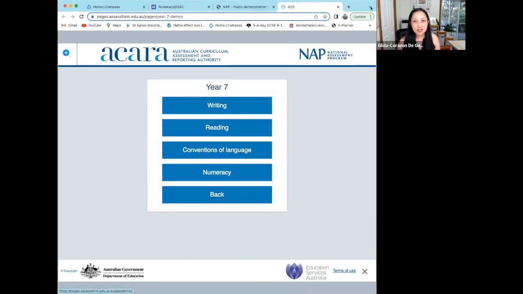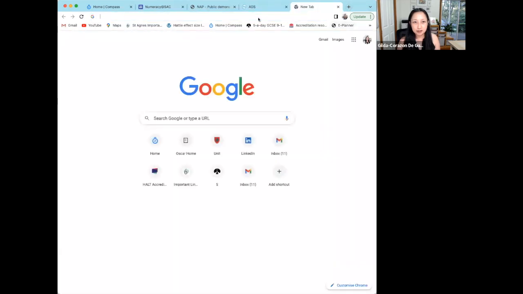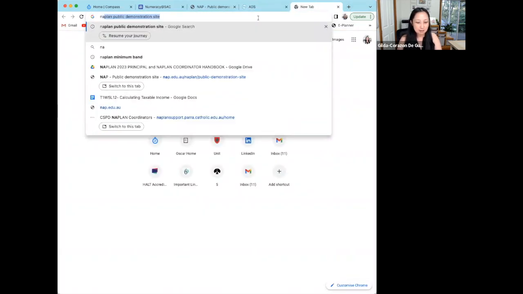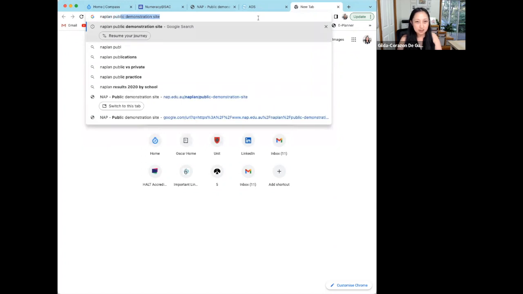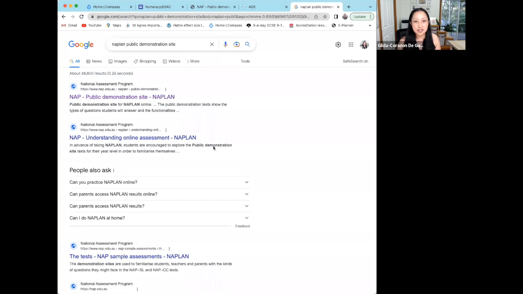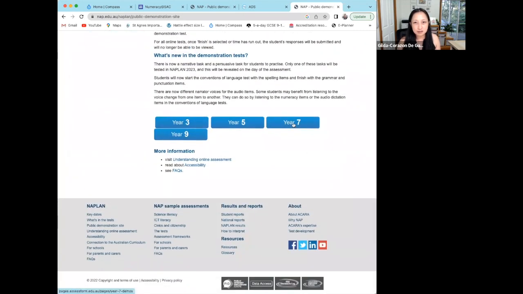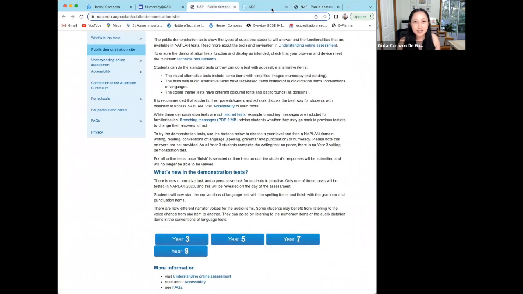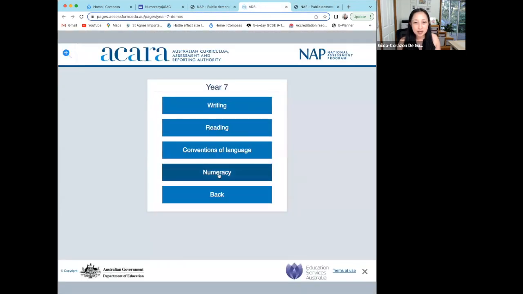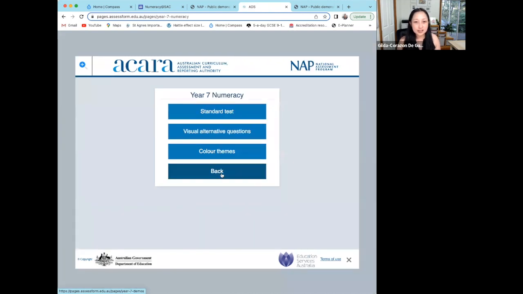here should appear. The other way would be for you to simply type in NAPLAN public demonstration site, which is already what I've got there. Then you hit enter and it should be the first one that appears, and you hit whichever is relevant to you. Okay, so if we go to that one, we want to have a look at the numeracy one. The functionalities would include calculators there, rulers and protractors, and you want to know where they are and how to use them. Okay, so let's click on numeracy.